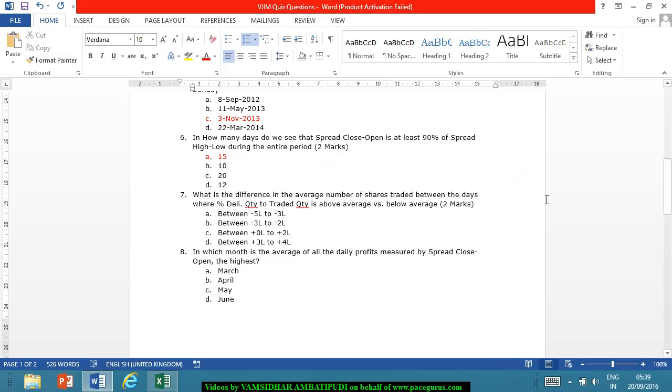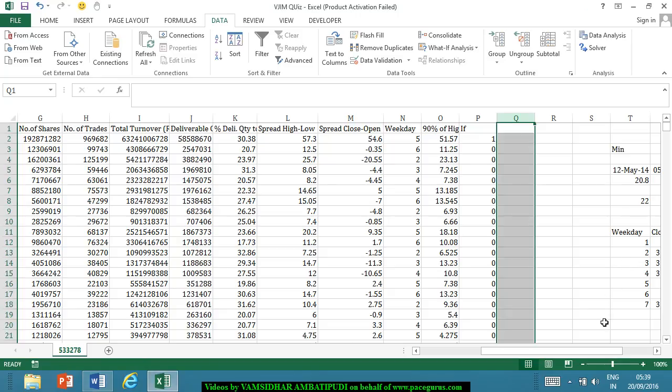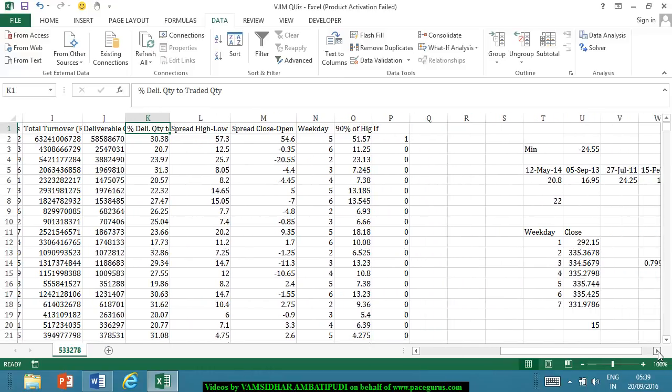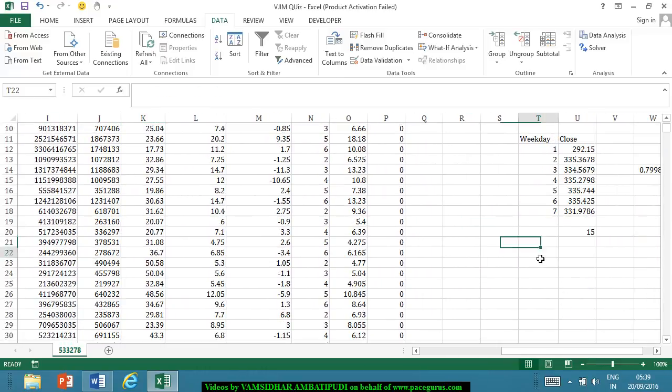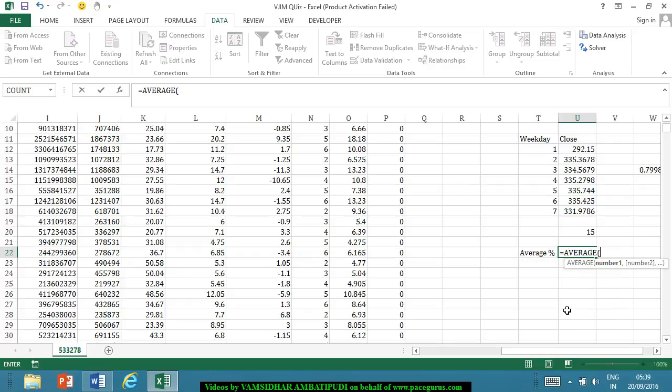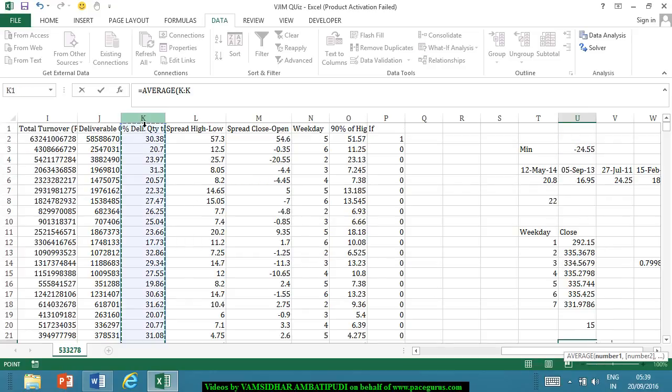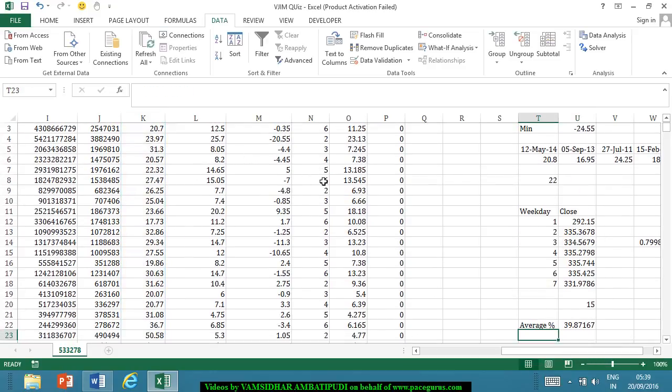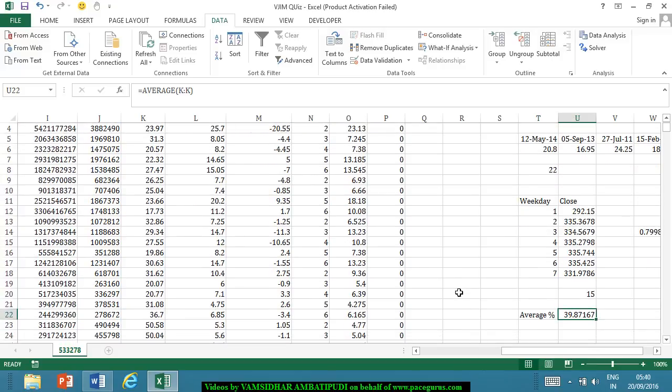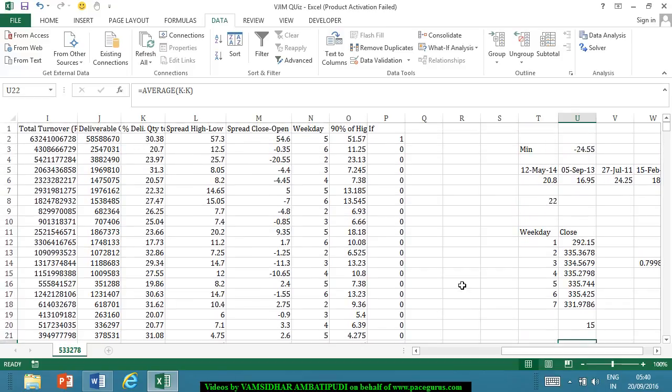I want to find out the percentage delivery quantity to traded quantity. I want to find out the average first. Right? So the average of percentage delivery quantity to traded quantity. So I am taking the average of this column, which is 39.87. That's the average, 39.87.